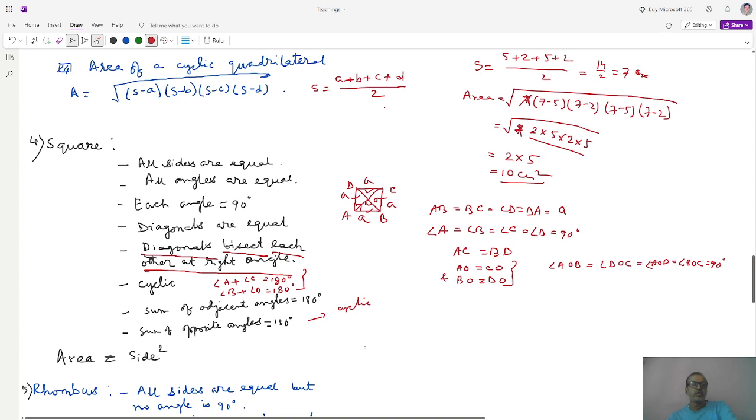So, area of a square. Area of a square equals side squared. In this case, area of square ABCD equals a squared, since the length of the side of this square is a. Okay. So it is the formula for calculating the area of a square.